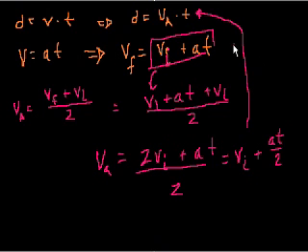I actually could have written it like this. I could have written Vf minus Vi is equal to acceleration times time. And this is the change in velocity, right? And actually, that's the way I should be doing it.